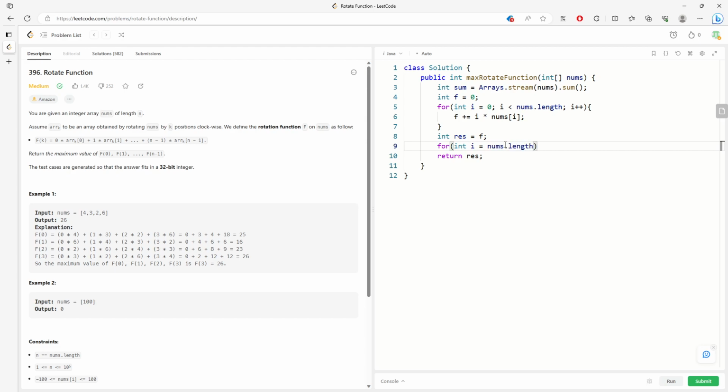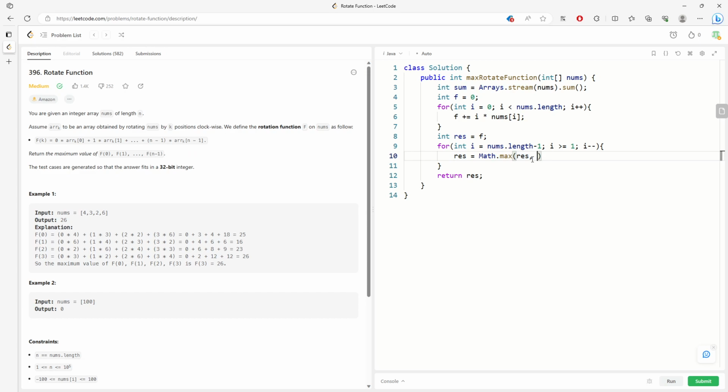So it's going to be nums I minus 1, and then you have I greater than or equal to 1 and I minus minus. So straightforward enough. And then every single time, I need to keep updating my max result, right? So this is going to represent the current maximum value for f of 0, f of 1, all the way to f of n minus 1.